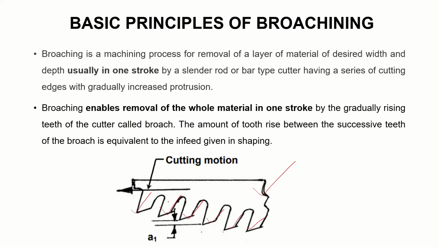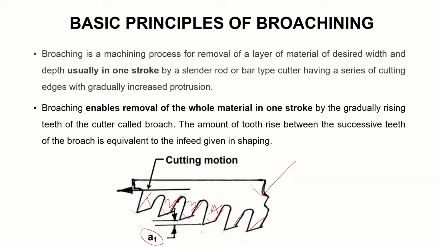Each teeth, if I'm just numbering the teeth 1 2 3 like this, each neighboring teeth will be separated from its immediate neighbor by a distance. That is, the dimensions of the teeth will be different, and this is actually called the broaching tool. And the distance of separation is represented by a1. And what is the need of this particular type of teeth arrangement?